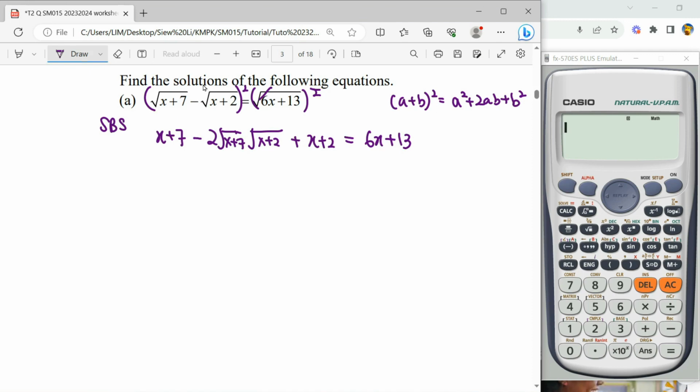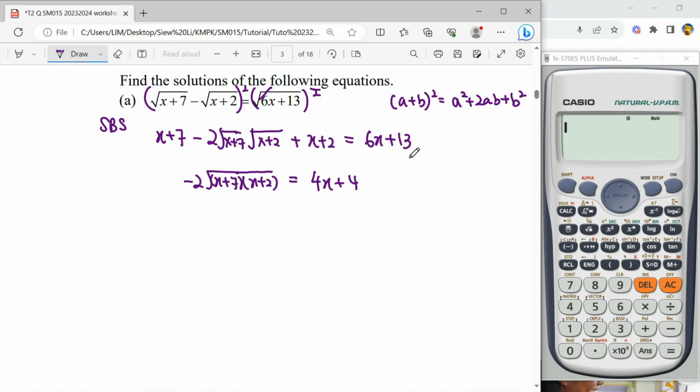Then notice that now our equation only has one surd. So this negative 2 surd x plus 7 multiplied with x plus 2, together we make it into one surd. For the rest of the terms, we move them to the right hand side. So x moved to the right hand side plus x, minus 2x, we get 4x. And then 7 plus 2, 9. Then we minus 9, we get 4.